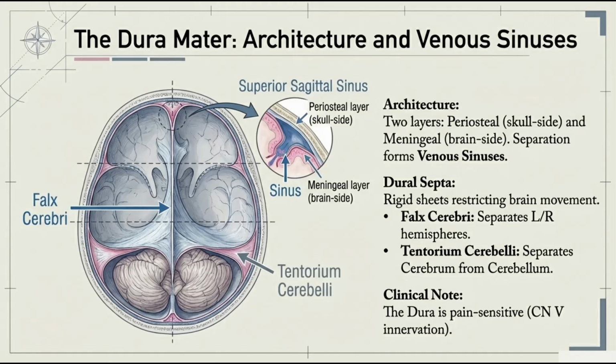And the sinuses. The edges of these dural folds, where the two layers split, form these large tubes, the dural venous sinuses. This is the main drainage system for the brain. All the venous blood and all the used CSF drain into these sinuses to get back to the jugular veins and then to the heart.